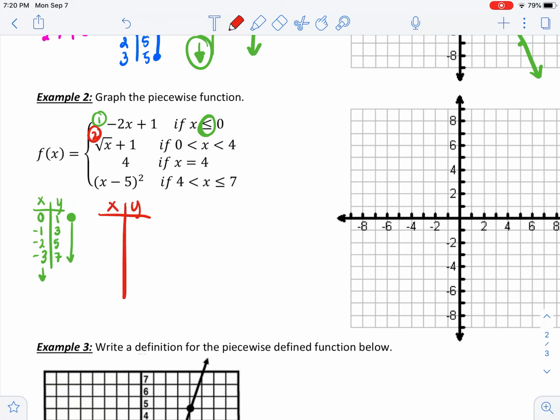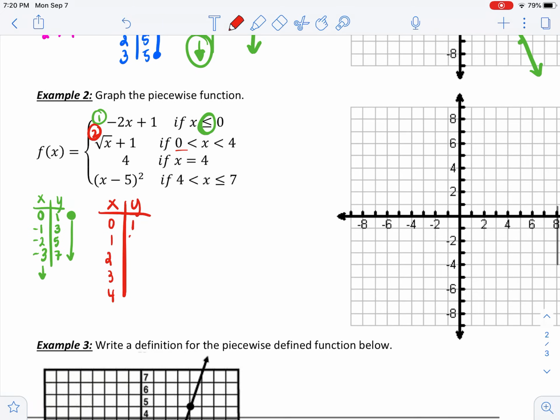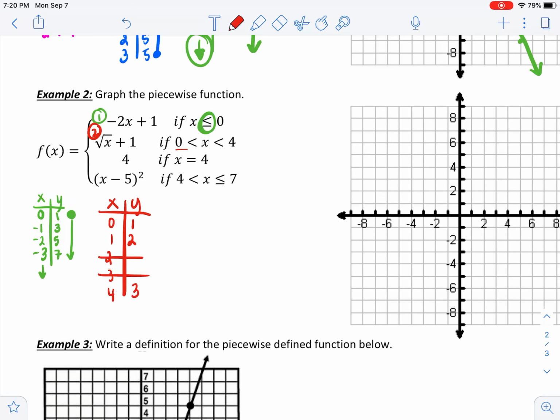X, y. All right, here I'm plugging in 0 through 4. 0, 1, 2, 3, 4. Once again, don't say I'm not plugging in 0 because it's right there. It doesn't have or equal to. You still need an open point there. All right, plug in 0. The square root of 0 is 0. Plus 1 is 1. Plug in 1. Square root of 1 is 1. 1 plus 1 is 2. Plug in 2. The square root of 2 is a decimal, so I'm going to go ahead and skip it. Square root of 3 is a decimal, so I'm going to skip it. Square root of 4 is 2. 2 plus 1 is 3.